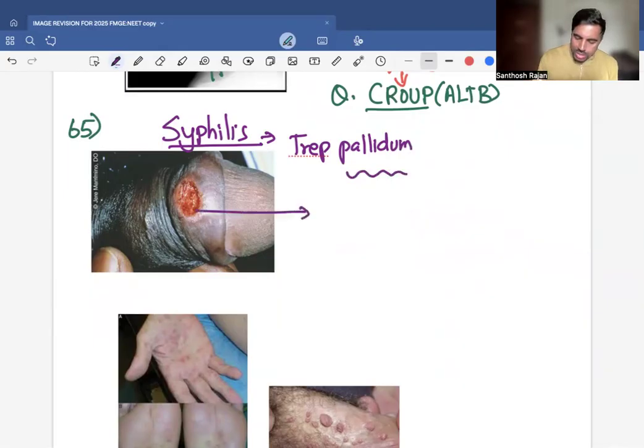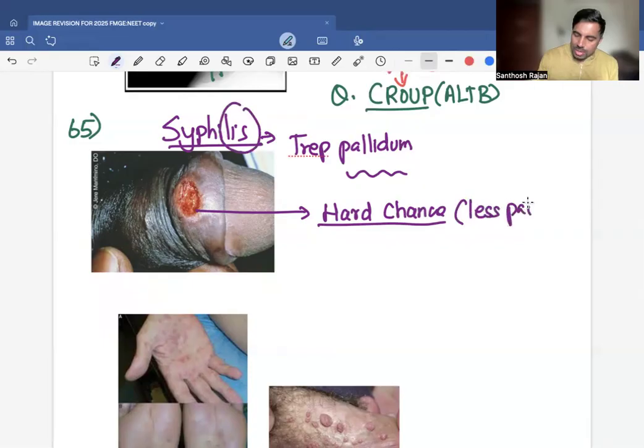So here you see this is a hard chancre. It can be any ulcer, but because it's syphilis, we know it is painless. Less pain means no pain. There is no pain. It's a hard chancre, but no pain. That's all I want to say. Okay, hard chancre or ulcer. It is there, but there is no pain. This is primary syphilis.